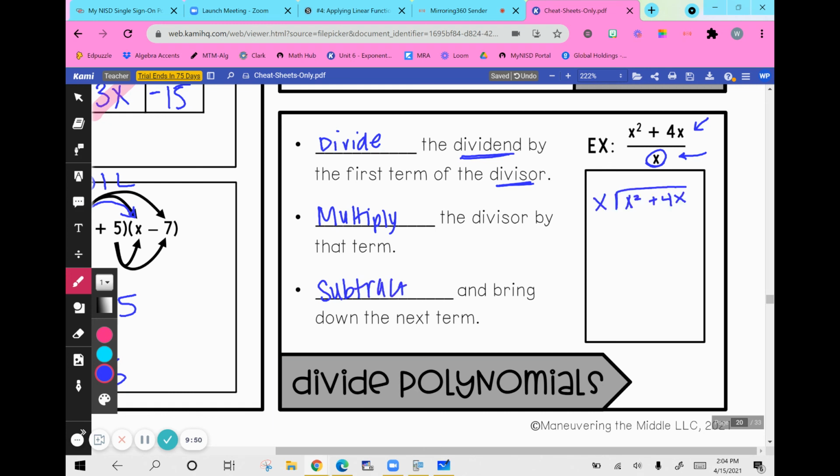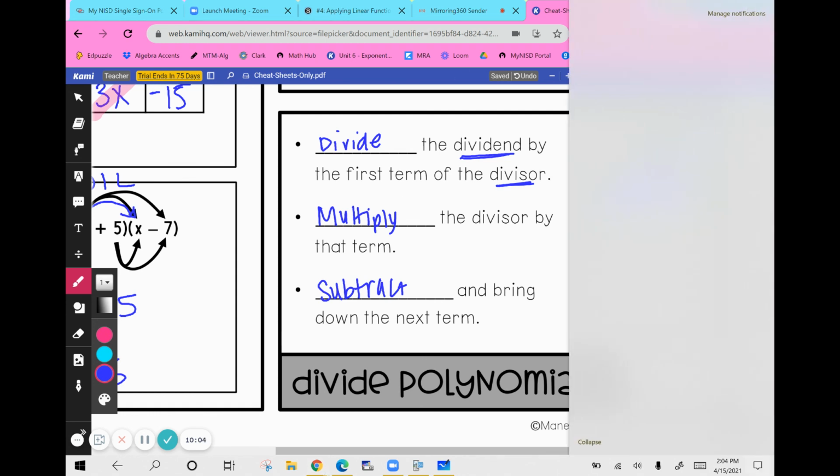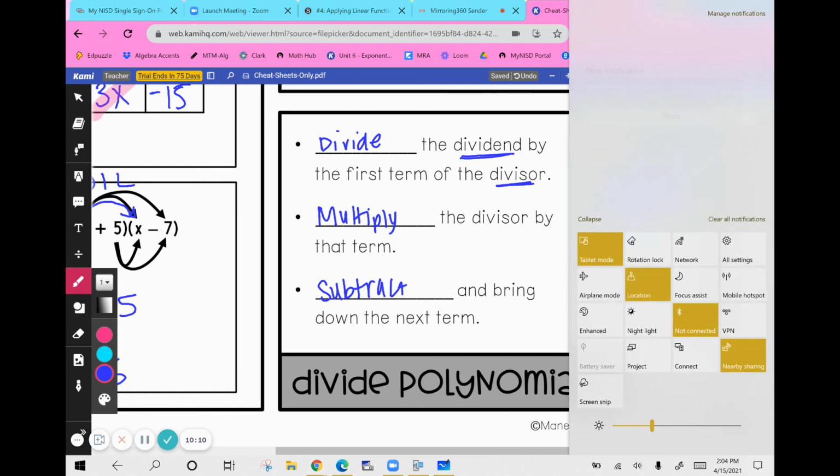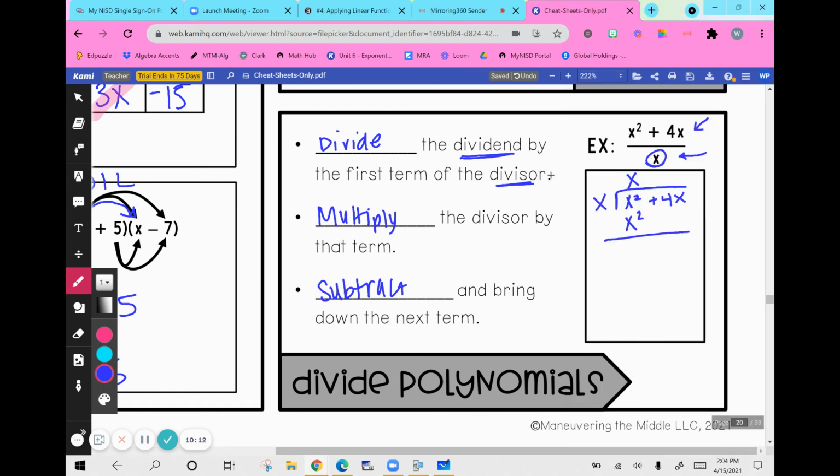So what we're going to do is set this up like a long division problem. So we've got x squared plus 4x. That's what we're dividing into, and x is what we're dividing by. So x squared divided by x gives me x. And now what they're telling you is the next step would be to multiply. So we'd say x times x is x squared. And we're going to subtract that. So now x squared minus x squared cancels out, and we're left with 4x.